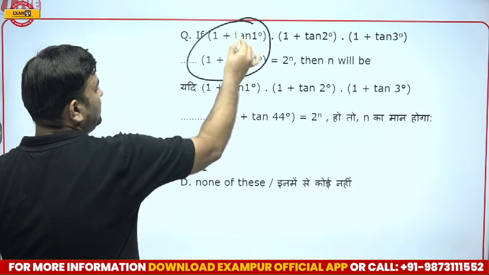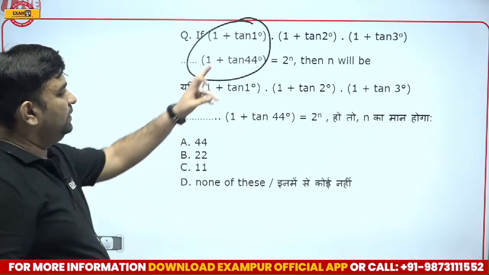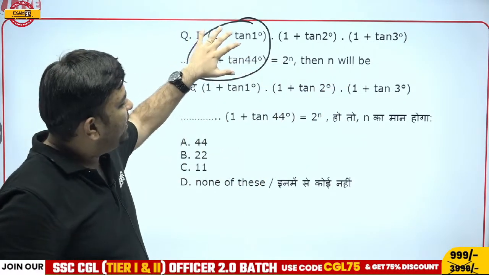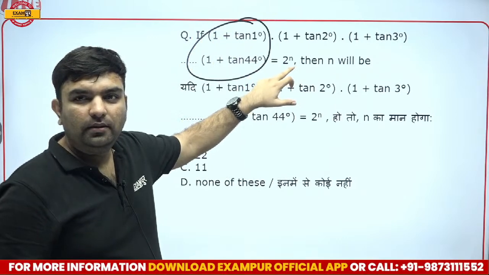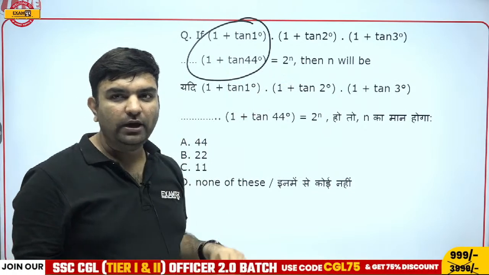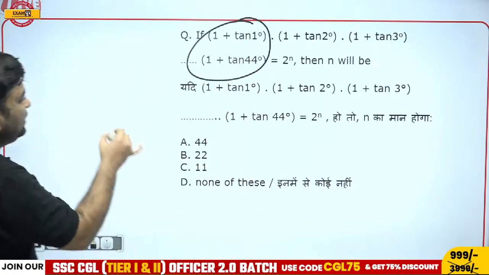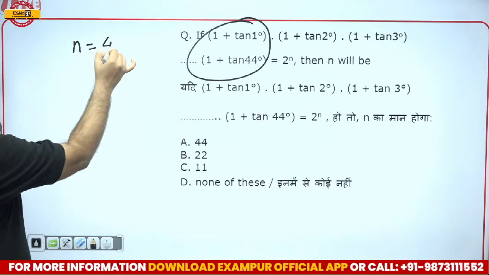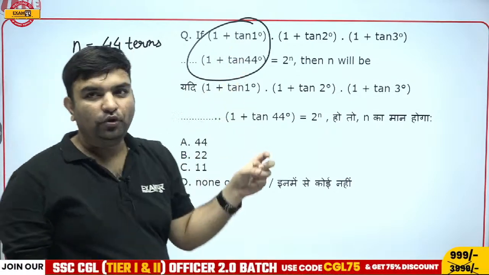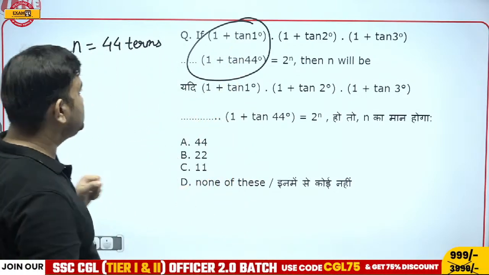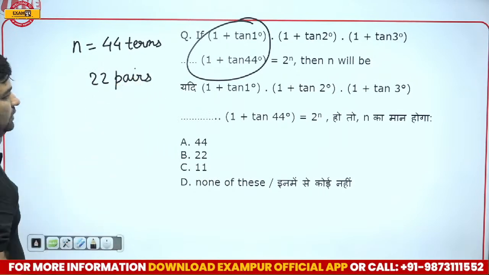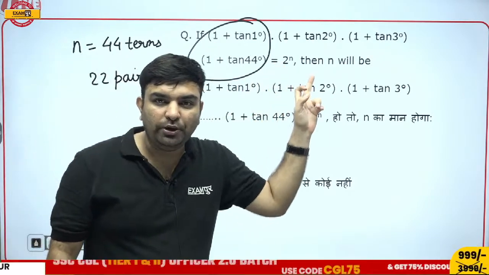One pair will give you 2. One pair will give you 2 power 1. I have to see how many pairs. From 1 to 44, there are 44 terms. So, can I say 22 pairs? So, 22 pairs, guys.